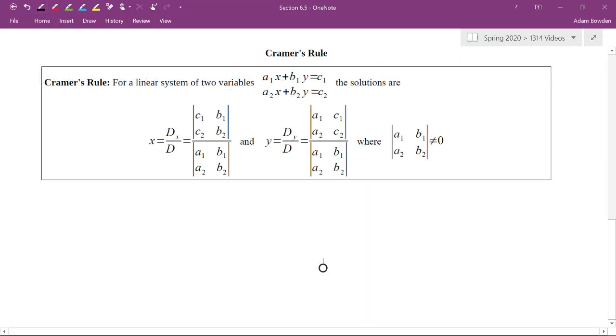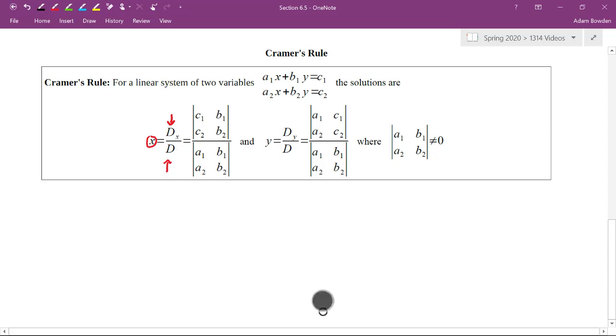So here's where we can take this thing called a determinant and make it work for solving for variables in a system of linear equations. Here, a system of linear equations in two variables. And this is called Cramer's rule. So it sets up with two determinants. They call it Dx and D. For solving for x, we divide Dx divided by D.